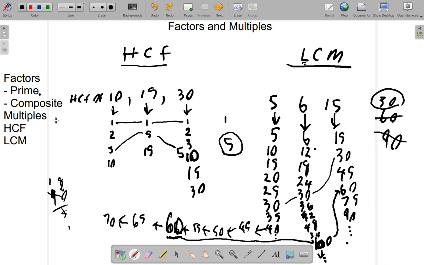Now the HCF, highest common factor, we have common factors of our numbers. These are factors of each of our numbers that we have. These are common throughout all our numbers, but which one is the highest? That is the highest common factor. And lowest common multiple. We have our numbers, they have multiples. The common multiples are common to each of our numbers. Which one is the lowest? And that is our lowest common multiple.